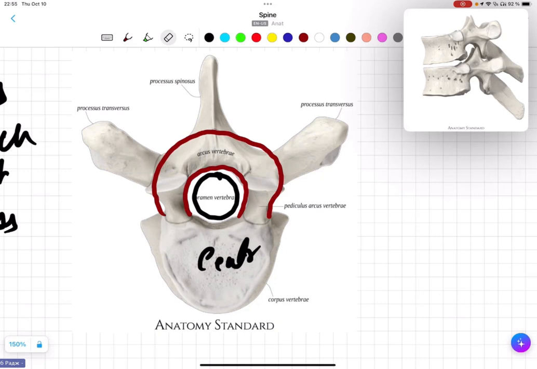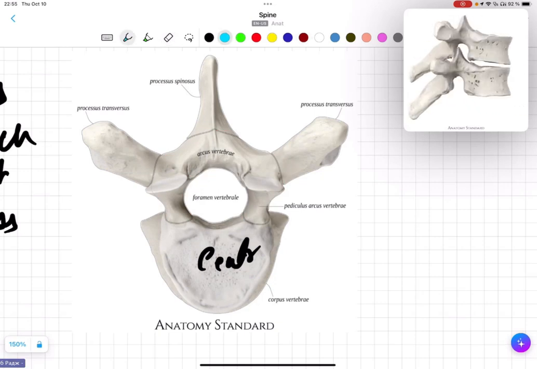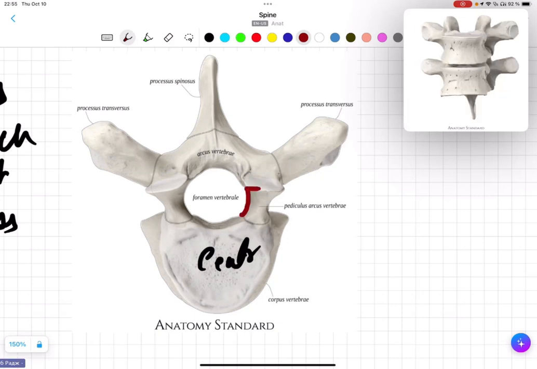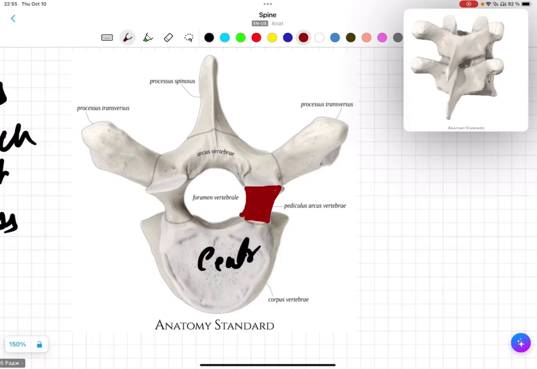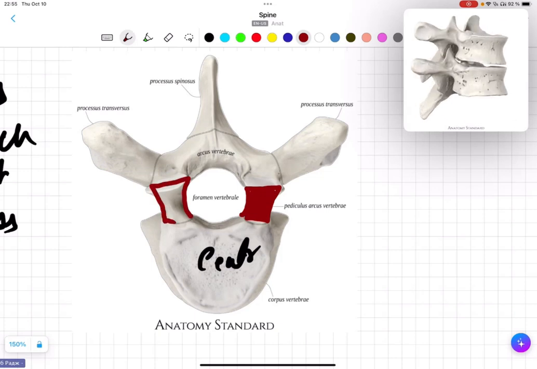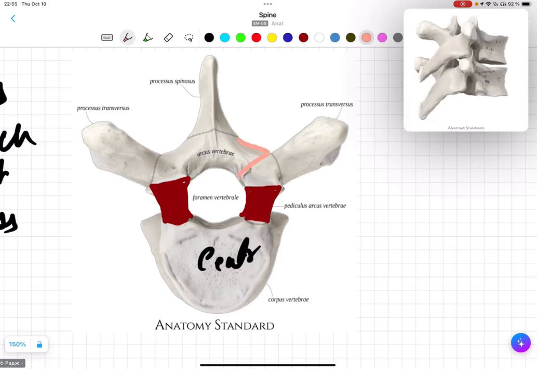Now this neural arch has two parts. The proximal part is known as the pedicle, while the distal part is known as the lamina.